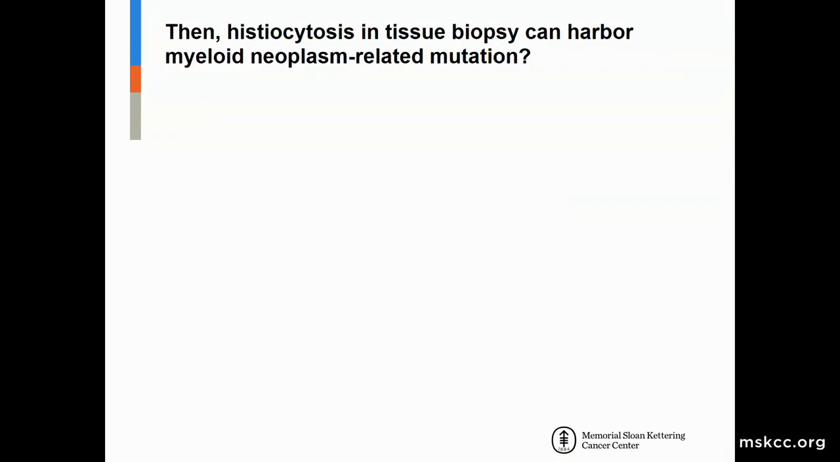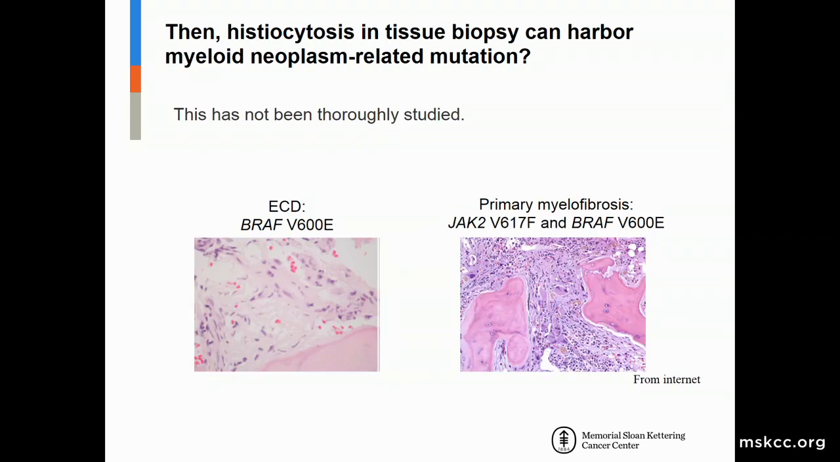Then our interest is whether histiocytosis diagnosed by tissue biopsy can have myeloid neoplasm-related mutations, like JAK2 mutation or TET2 mutation. And actually, this has not been studied. This means, for example, that ECD in bone biopsy has a BRAF mutation, and the bone marrow has JAK2 and BRAF. Then, does the ECD have JAK2? This was our question, so we studied it with our cases.